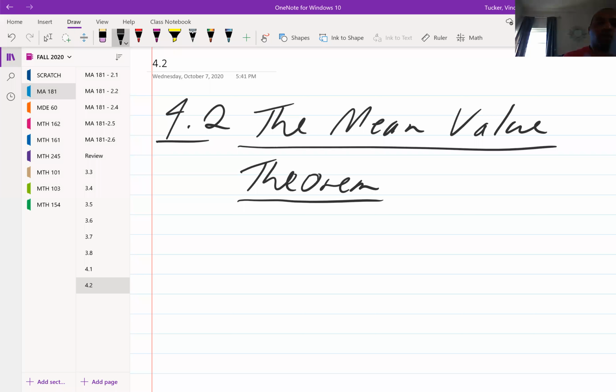All right, 4.2, the mean value theorem. And it starts off with Rolle's theorem.